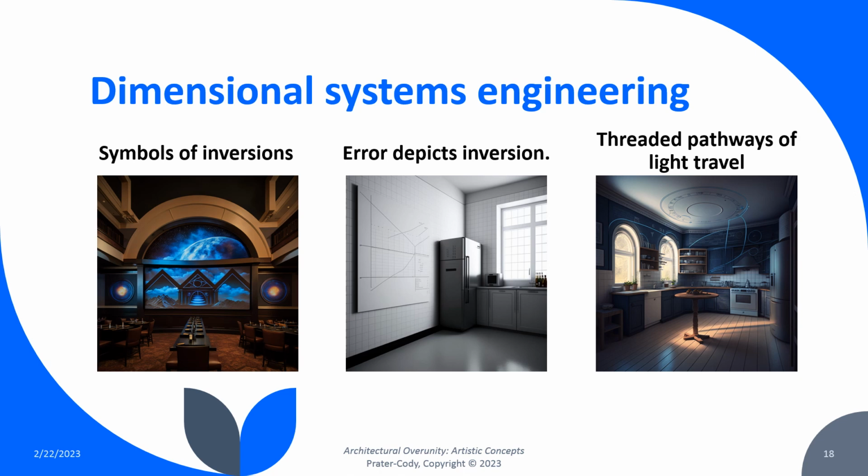Next, in the middle picture, notice that the refrigerator door cannot be opened in its current position because it is blocked by the cabinets. This is the type of details that the Overunity computations include to represent complex ideas. On the right, the blue kitchen uses threaded pathways of light travel to indicate the system's engineering concepts.